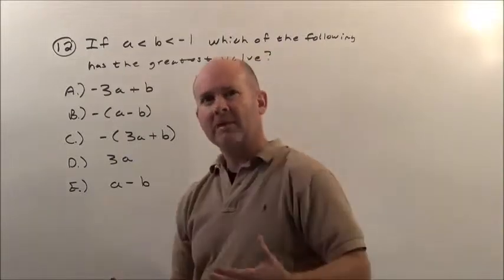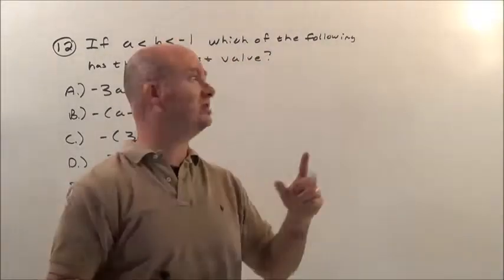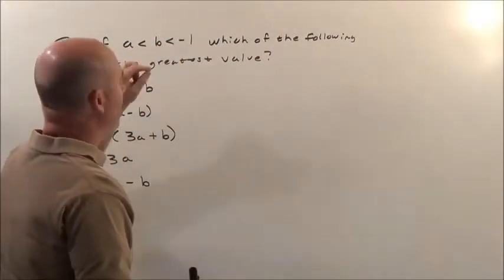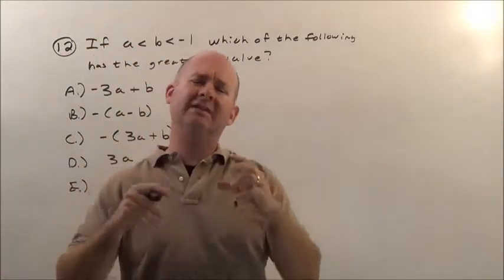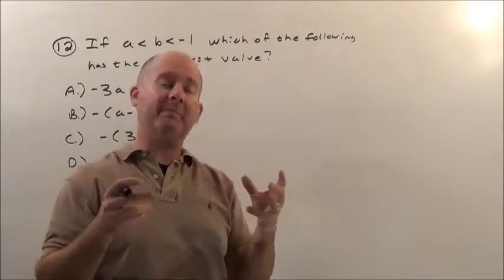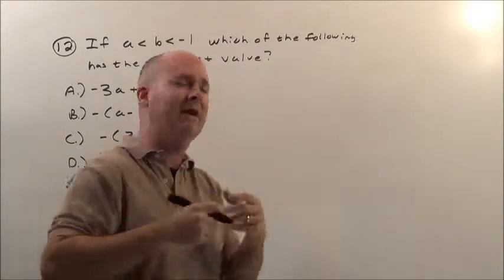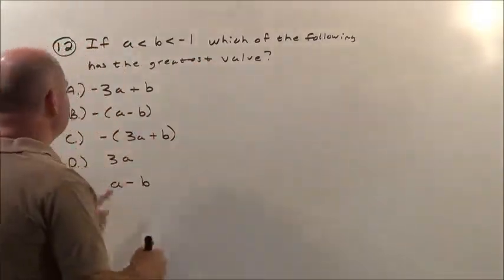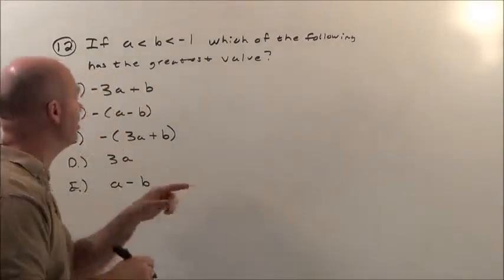Now, we could pick some real-life numbers and put them in there, but you never really know how close A and B are. So the key is to sort of think what's going to happen to each one of these. Is it going to create a massive positive number, a real small negative? What's it going to do? So let's take a look. I'm going to start with D just to show you what I'm talking about.